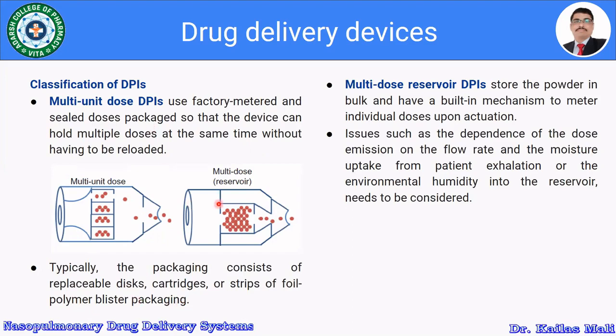The third one, the multi-dose reservoir, stores the powder in bulk and has a built-in mechanism to meter individual doses upon actuation. So this is the multi-dose reservoir. Issues such as the dependence of the dose emission on the flow rate, and the moisture uptake from patient exhalation or the environmental humidity into the reservoir, need to be considered.